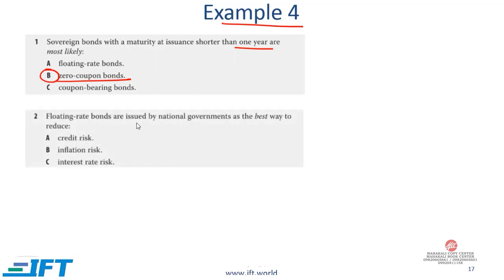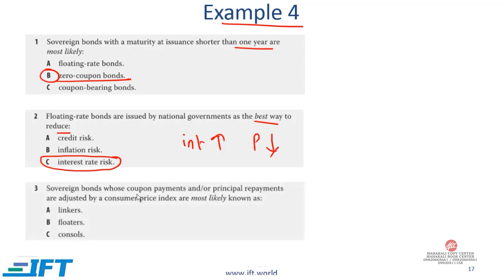Floating rate bonds are issued by national governments as the best way to reduce, and the answer here is interest rate risk. If you remember my example with fixed rate bonds, the problem is that a rise in interest rate will cause the price to come down a lot. But if we have a floating rate bond, then the coupon payments will go up with rising interest rates. So the price will not come down as much, which means that we have lower interest rate risk.